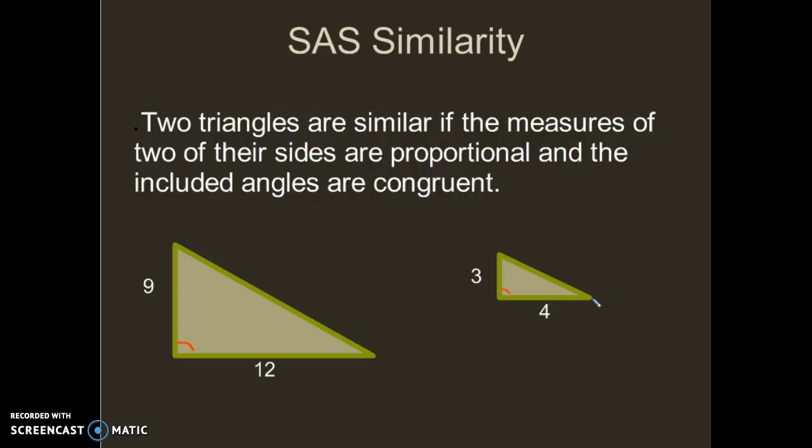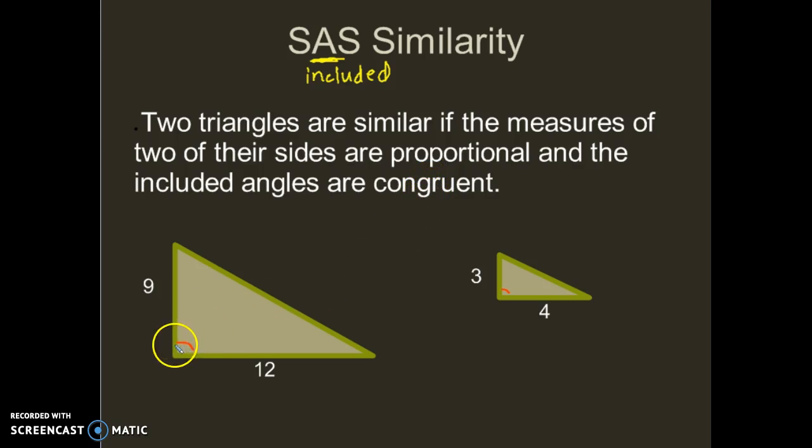And our third one is side, angle, side. Just like before with our congruence statements, this angle is in the middle, so we call this an included angle. And it's got to be the angle that touches both of the sides that we're working with. So this one says that two triangles are similar if the measures of their two sides are proportional and the included angles are congruent.